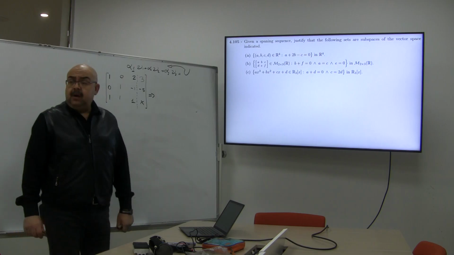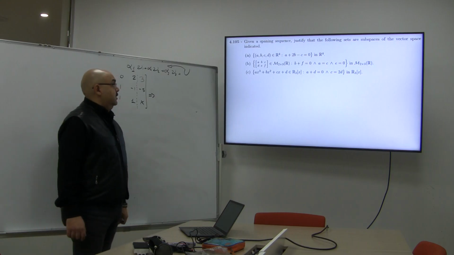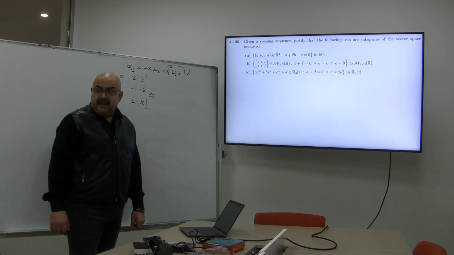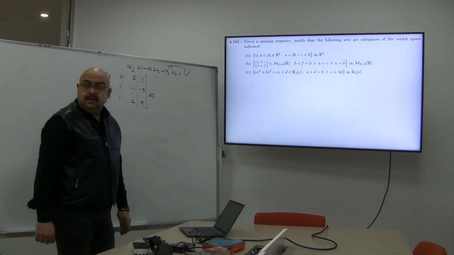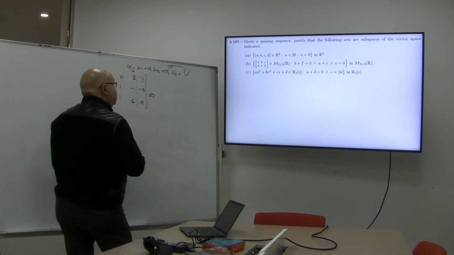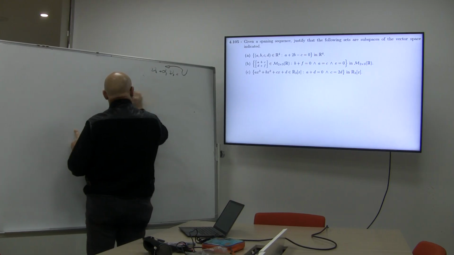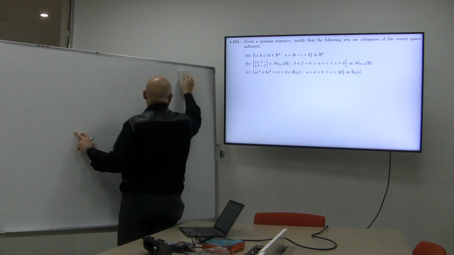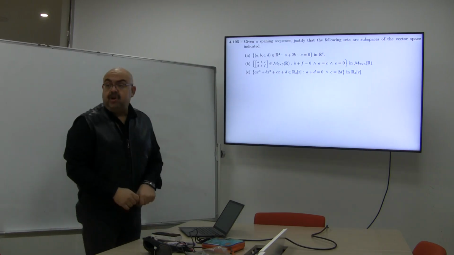The second problem also looks really very tempting. Any ideas how to solve this one? He's giving a spanning sequence. Justify that the following sets are subspaces of the vector space indicated. He's giving you the first problem, which is (A, B, C, D). That's the set. Exactly like I told you in the previous session, you will have to read it right.